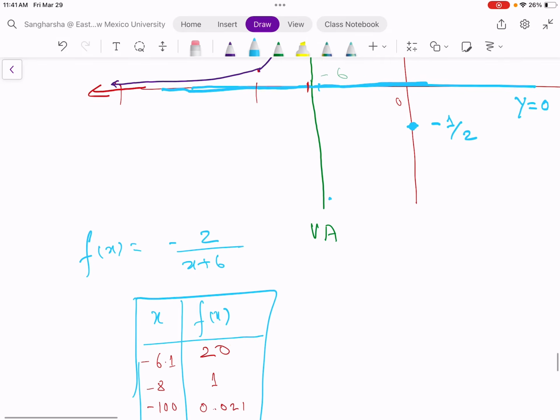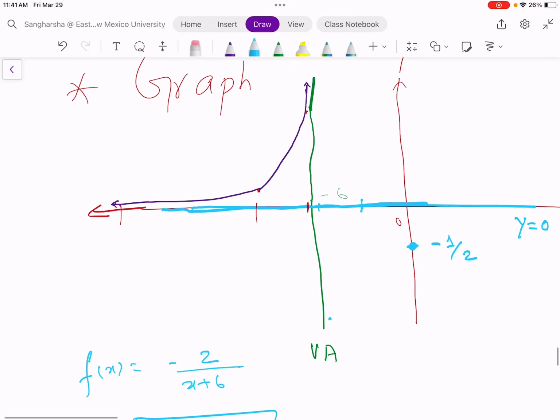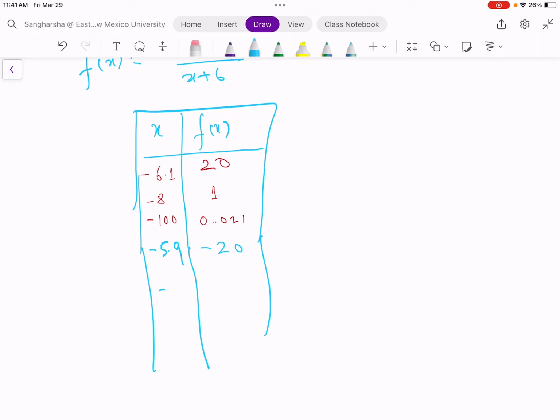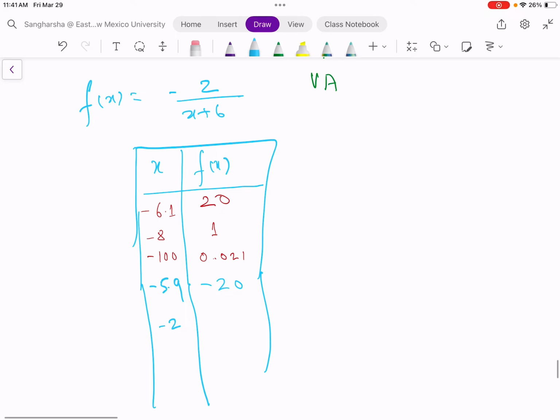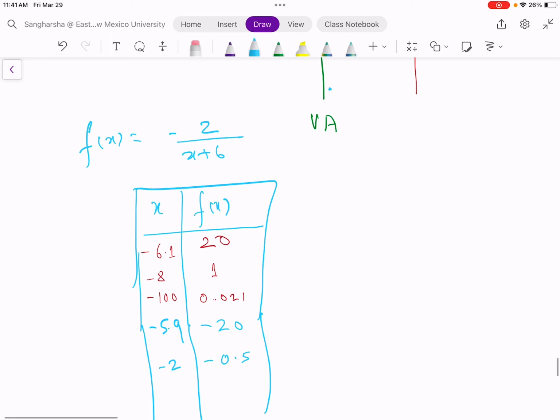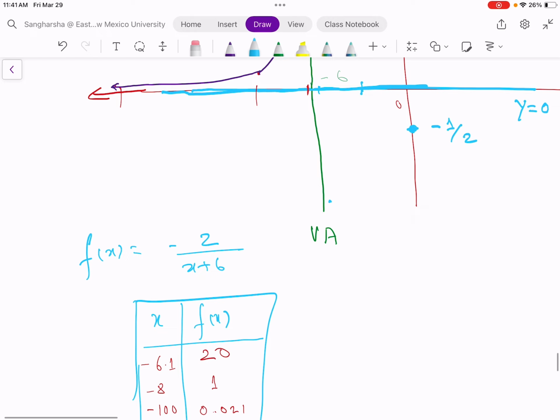We already know this point here. So let's do somewhere here. Let's choose -2 or -1. If x is -2, we have -2 divided by (-2 plus 6), -2 divided by 4, that is -0.5. Just correct me, okay? So -0.5 is somewhere here.